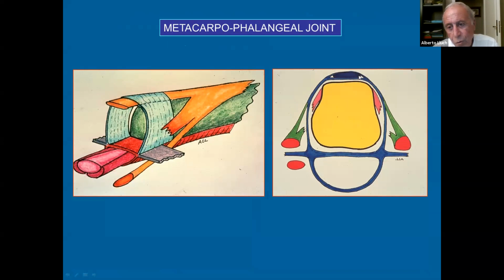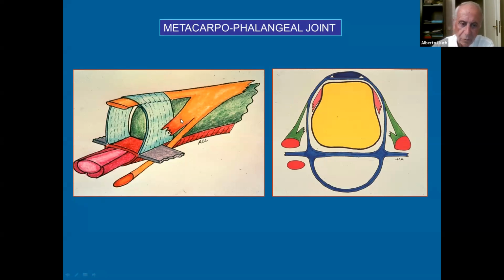They divide in two little bands. The thinner one is more superficial, and the thicker one is deeper. The sagittal bands try to keep the extensor tendon on top of the metacarpal head. The sagittal bands insert on both sides of the volar plate. The volar plate is attached to the proximal phalanx. And this is the intervolar plate ligament that we will talk about later on.